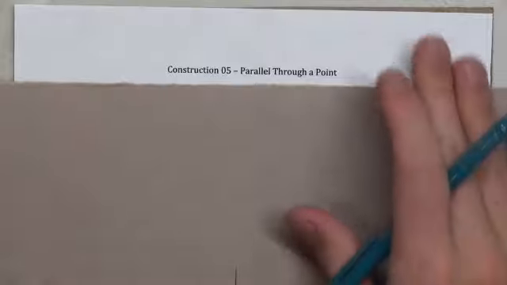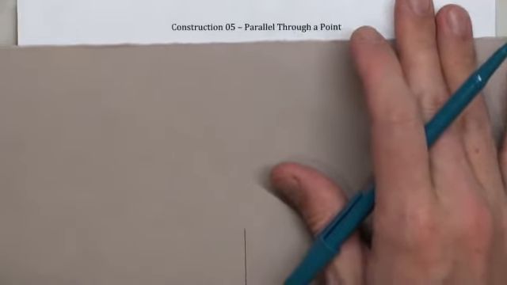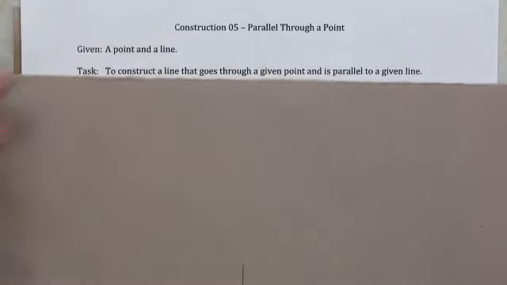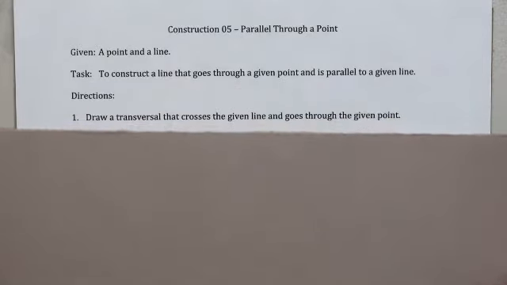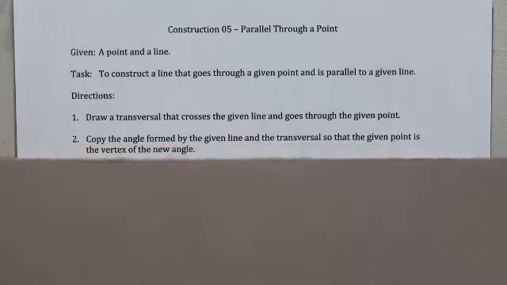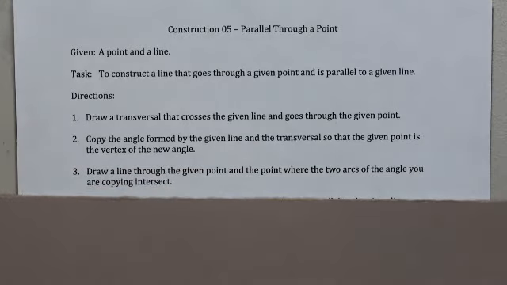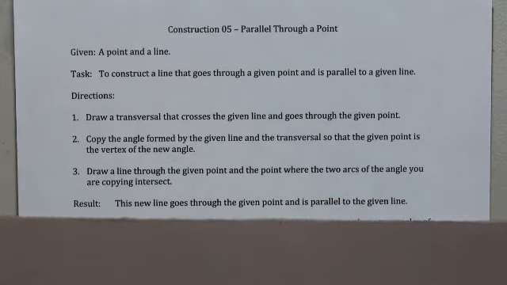we're going to start the new construction for the day, which is called parallel through a point. We're given a point and a line. Our task is to construct a line that goes through a given point and is parallel to a given line. Here are the directions. Draw a transversal that crosses the given line and goes through the given point. Copy the angle formed by the given line and the transversal so that the given point is the vertex of the new angle. Draw a line through the given point and the point where the 2 arcs of the angle you are copying intersect. The result is that this new line goes through the given point and is parallel to the given line.